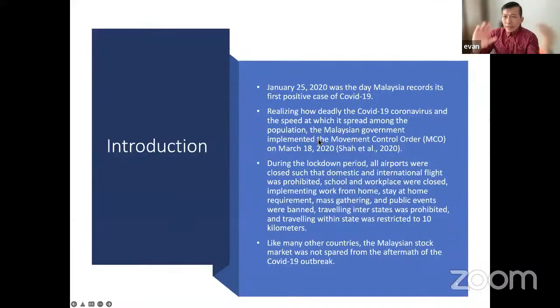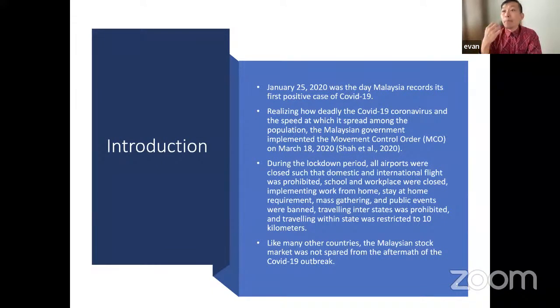Right, so again, back to the idea, I think it's commonly known that COVID-19 has impacted the world. This is what we have learned for the past few years. And the first case detected in Malaysia was actually on January 25th, 2020. It's now already more than 2.5 years since then.